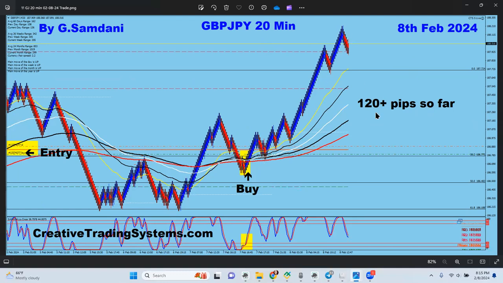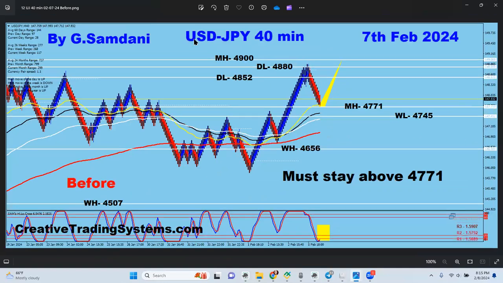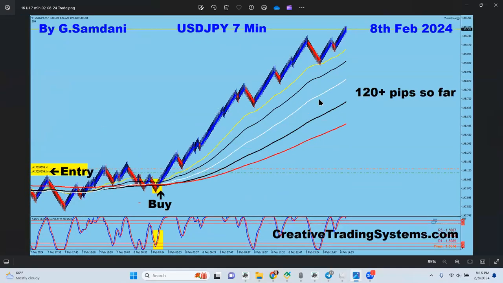So pound yen gave me 120 plus 65, right? You can add it up. 185 pip just from this pair. Then another setup was USD yen. On the 7th, I found that this is also retracing, making a long setup here. This is my long setup with yellow above the black, so you can see that I was pointing out that this thing is going to go to the upside. And this one gave me 120 pip from a 7-minute chart entry on the 8th, today.